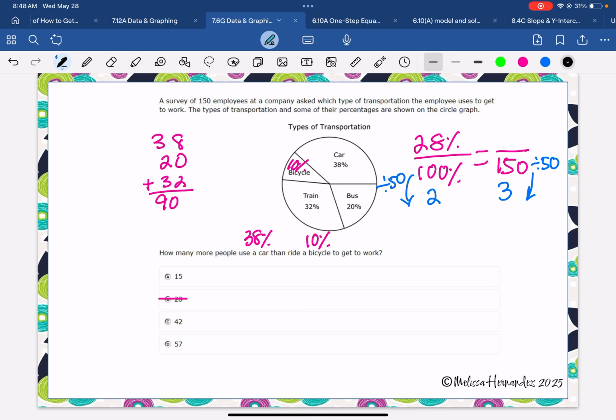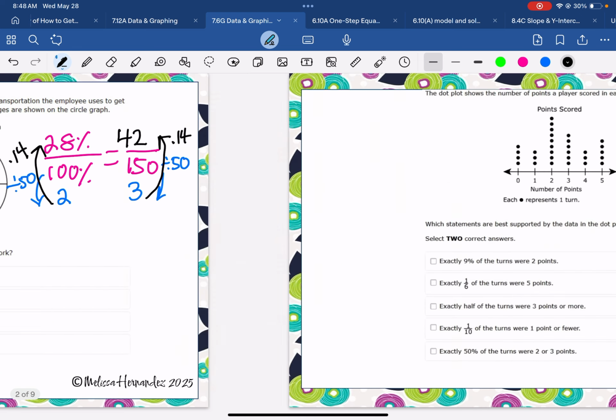Now I can easily go from 2 to 28. I know 2 scaled up by 14 will give me 28. And since I want equivalent ratios, I have to scale 3 by 14, which will give me 42. And if you notice, answer choice C is 42. All right, so let's do the next problem.